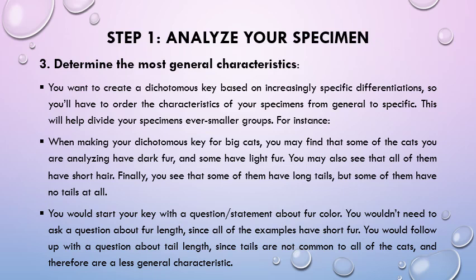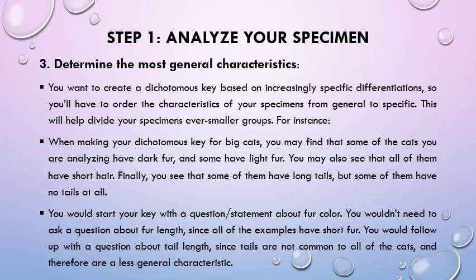Just like the taxonomic categories that we have discussed in our previous lectures, which are kingdom, phylum, class, order, family, genus and species, in those taxonomical levels we also run from general to specific level. So here also, first of all we make the key by considering the general characters and then move to the specific ones. This will help divide your specimens into even smaller groups.